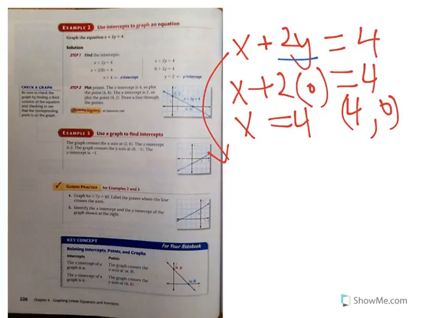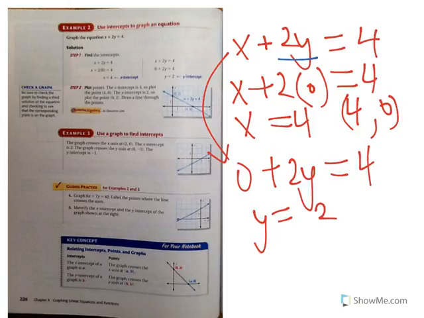Now for the y-intercept, we're going to make x be 0. So we're going to take that equation. 0 plus 2y is equal to 4. So y is going to be equal to 2. So it's going to be 0, 2.